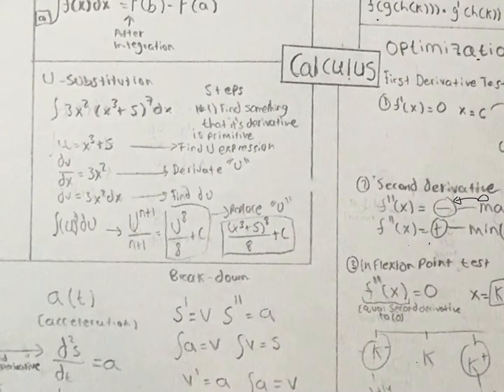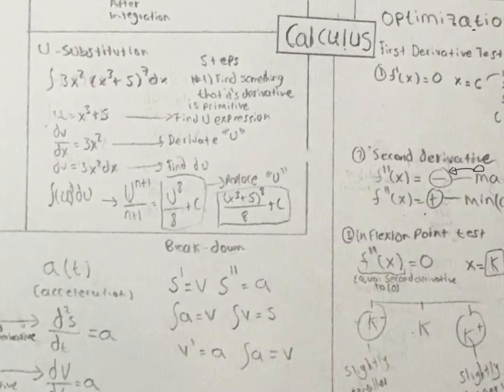U substitution is a way of simplifying integrations. For example, here we have a complex, well, this one is not that complex, we could do it without u substitution, but it's a lot easier with u substitution. So the steps are the following. First, find something whose derivative is present. If you can't find it, just find something that is being influenced by something else. For example, here we are being influenced by the power of 7, so this just gives us a clue of what our u would be in this case.